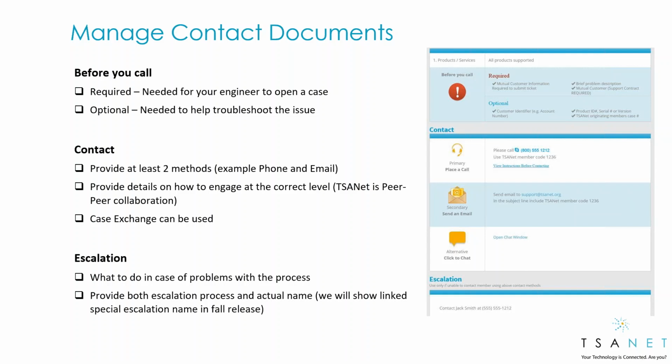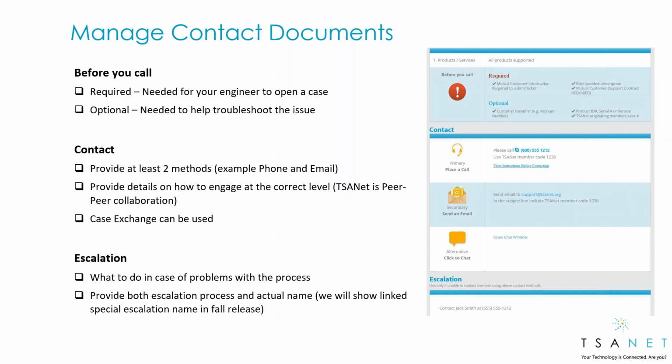And what we'd like to have from a best practice perspective is to have at least 2 methods, whether that be, for example, phone or email, but at least one other method in addition to what you would call maybe your main method that you would want other companies to be able to engage you.